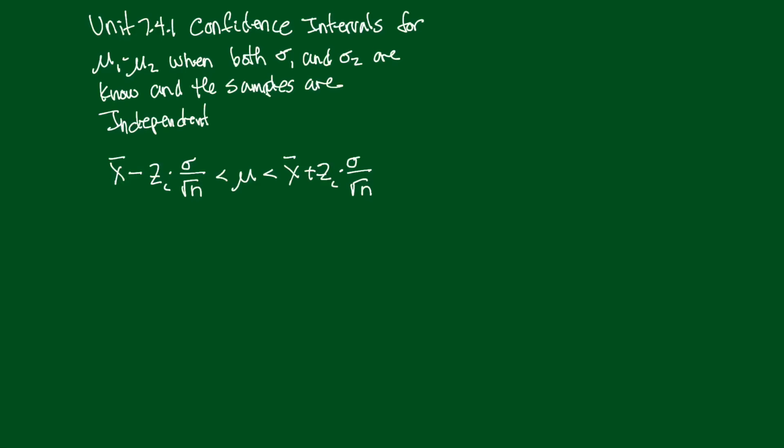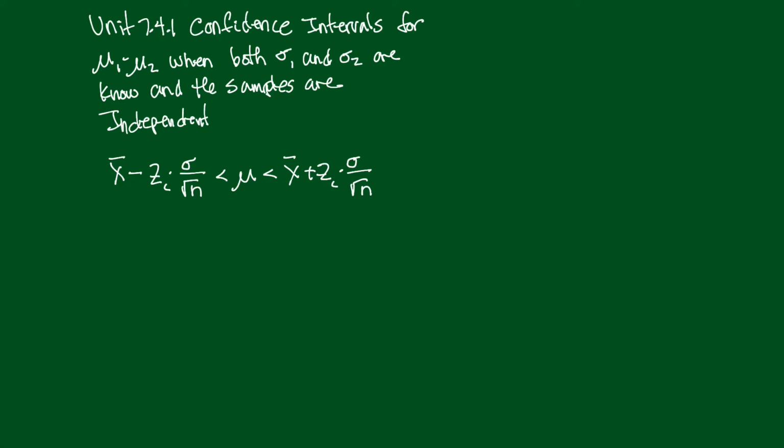I'm thinking you remember this formula here. That's the one that we used for constructing a confidence interval for the mean, for large samples, or sigma 1 and sigma 2 are known. So the mean is right here, is bigger than this and smaller than this.